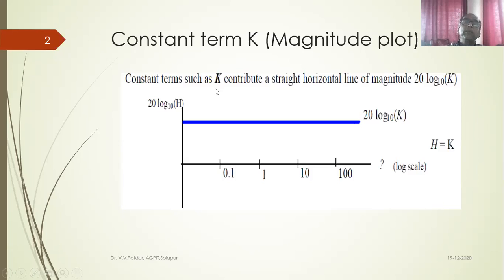So for a constant term k, the magnitude plot is a straight line, right, which is above this omega scale, on the positive side of the decibel scale. If k is greater than 1, it is on the upper side, the positive side of magnitude. If k is less than 1, it will be on the negative side. But it will be a straight line. So the magnitude plot for constant k in Bode plot is a straight line parallel to the x-axis.